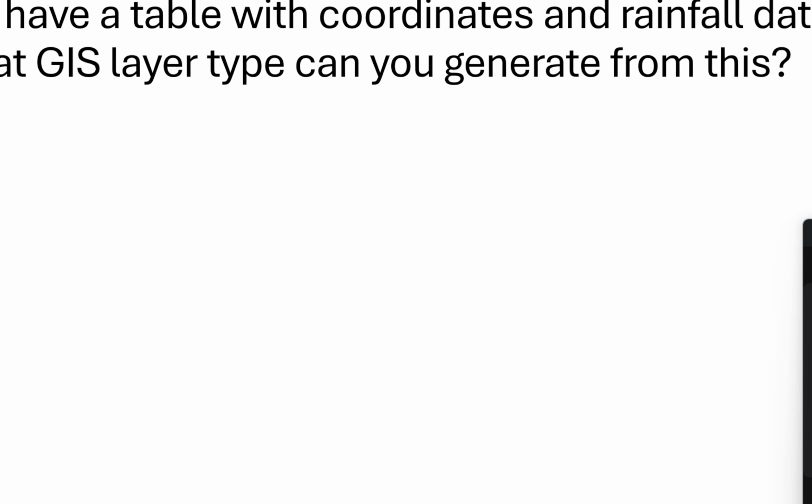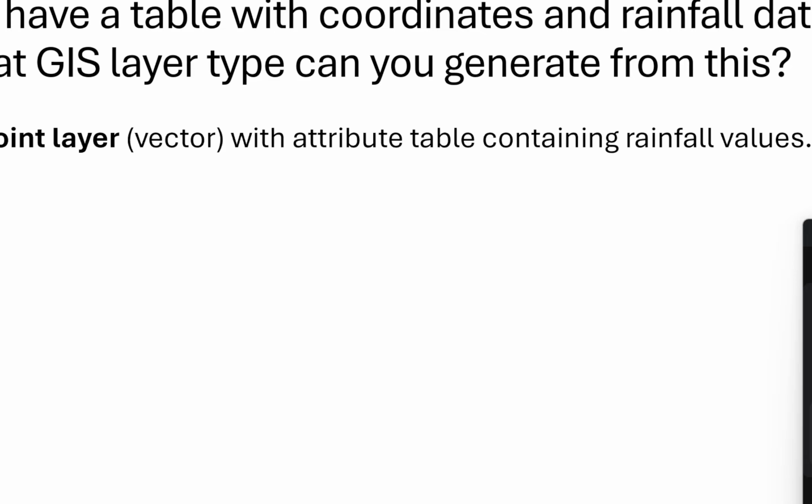So you have a table with coordinates and the rainfall data. Which layer type can you generate? Attribute layer, yes, it is like the table with coordinates and rainfall. It is attribute data only, but the layer that you will generate is going to be a point layer.